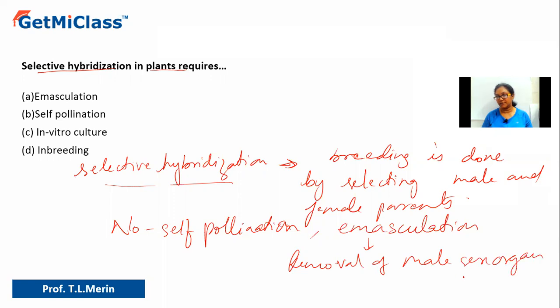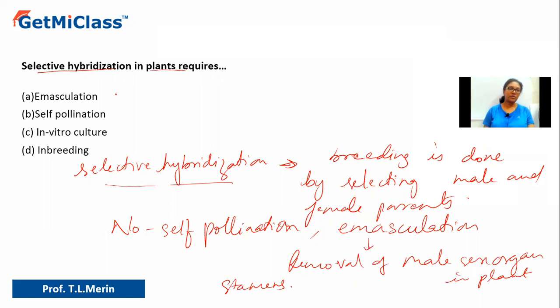Removal of the male sex organ in plants. So what is the male sex organ in plants? These are nothing but the stamens, right? So here the stamens are removed, and hence you will have only the carpel there. Only the female sex organ will be there. So you can pick up desired pollen grain and try to pollinate it. That is what is selective hybridization.